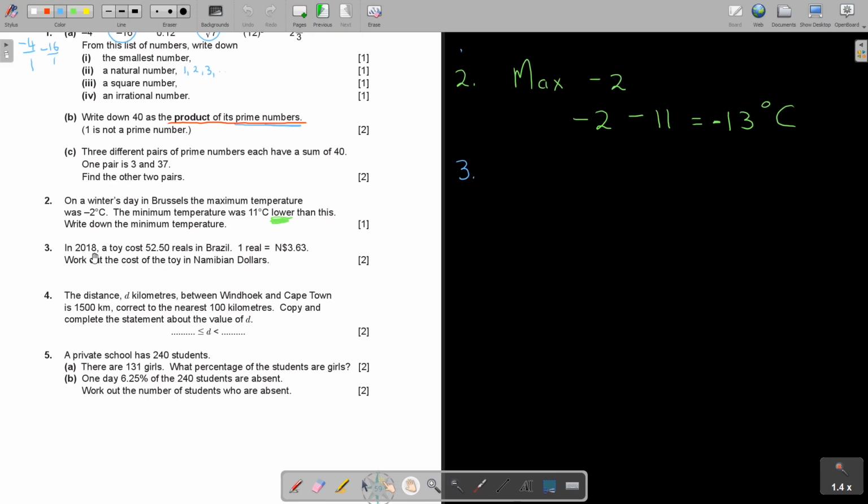Okay, in 2018, a toy cost 52 reals in Brazil. One real is this Namibian dollar amount. Work out the cost of the toy in Namibian dollars. So first, I will just go and write my first row. So 1 real equals 3.63 Namibian dollars. Okay, so the cost was 52.50, so I write it underneath the reals, 52.50, and I make this x.